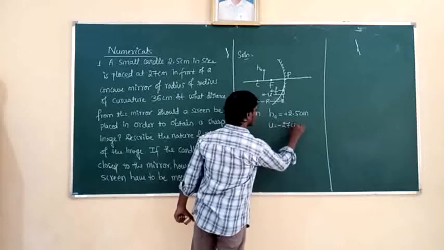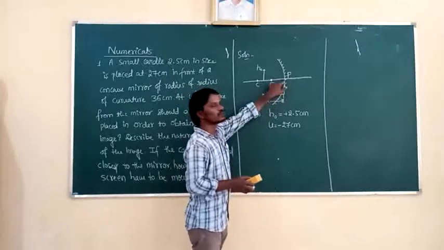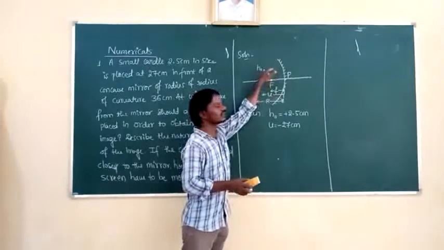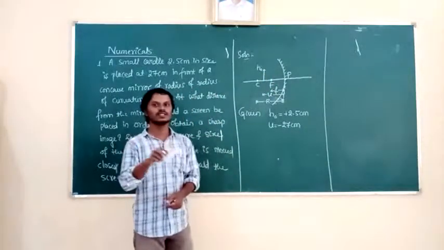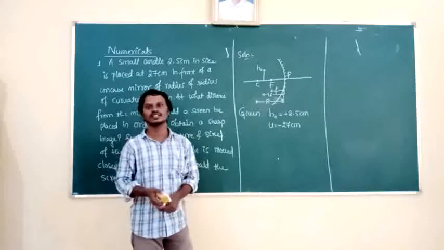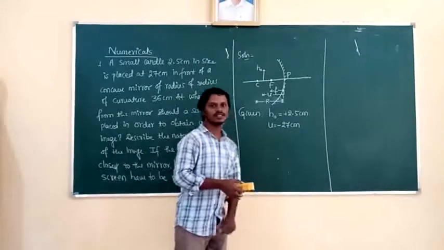Why is it minus 27 centimeter here? Object distance is measured from the pole to the position of the object. It is in the opposite direction of incident light. If the distances are measured in the opposite direction of incident light, that distance is taken as negative. That is why it is minus 27 centimeter.